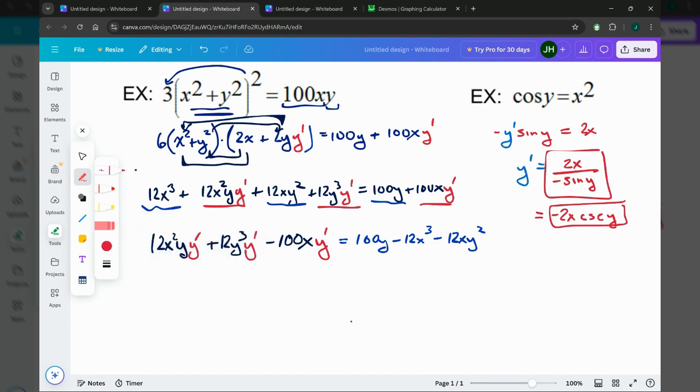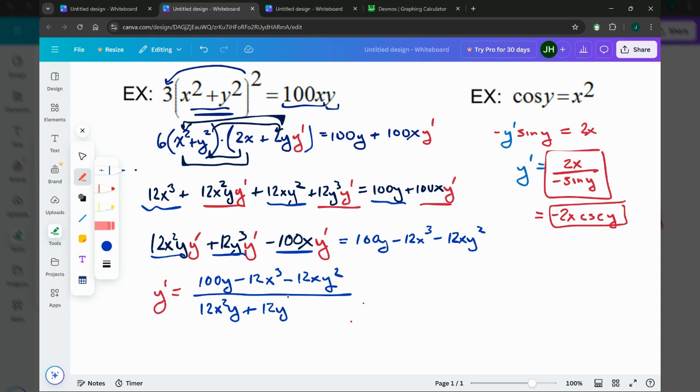And again, that's all algebra. I'm just moving terms from side to side. How do you solve for y prime? Well, on the other side, I still have this 100y minus 12x cubed minus 12x y squared. And what am I going to divide by? I'm going to divide by everything that's multiplied by the y primes, because I'm going to take those y primes out of there and divide by 12x squared y plus 12y cubed minus 100x. And other than reducing by a factor of 4, this is my expression for my derivative.